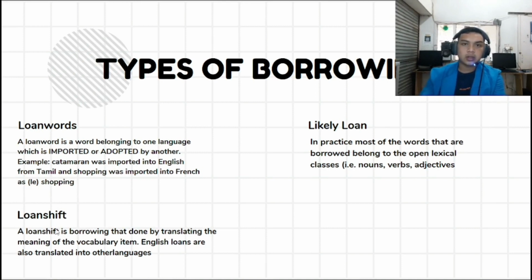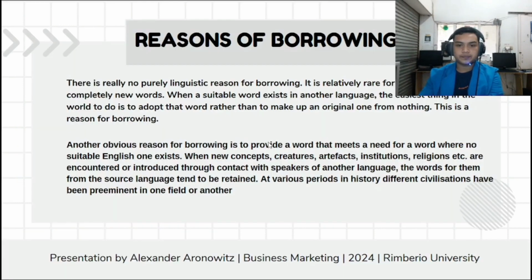And next is loan shift. A loan shift is borrowing that is done by translating the meaning of the vocabulary items. English loans are also translated into other languages. And the next is likely loans. In practice, most of the words that are borrowed belong to the open lexical class. For example, nouns, verbs, and adjectives.